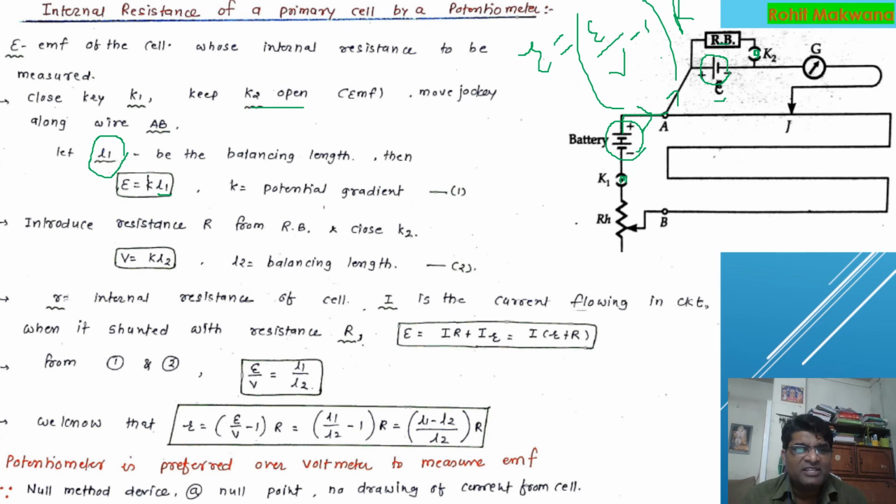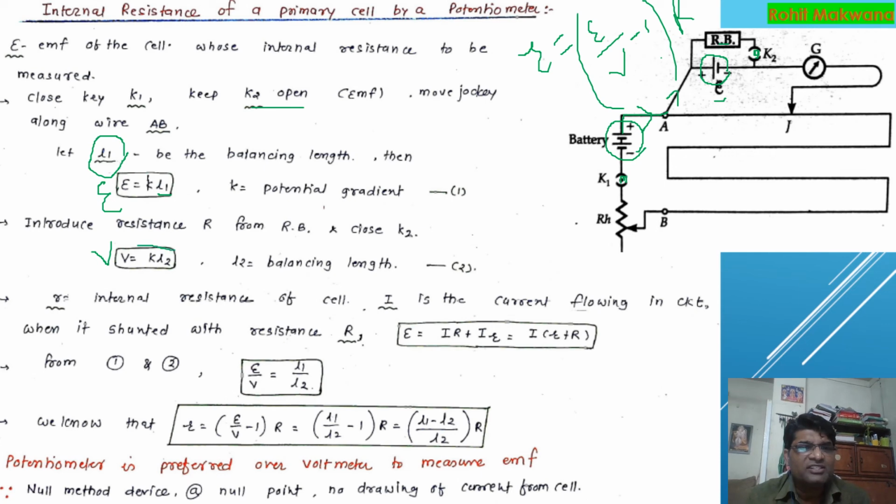So what you are measuring here is not the EMF. Here we did it EMF. Now what we are measuring here is the potential difference, because it's a closed circuit. The current is flowing inside the whole circuit. We have learned it earlier what is the difference between the EMF and the potential difference. EMF is measured when the circuit is open, and when the circuit is closed, then what you measure is not the EMF, that is the potential difference, right? So balancing length is L2.